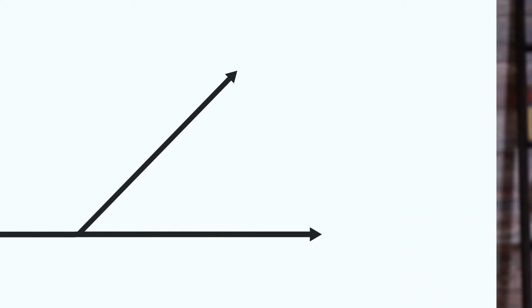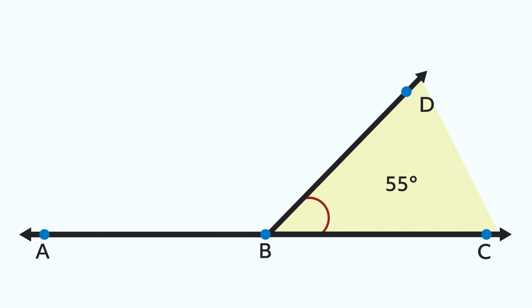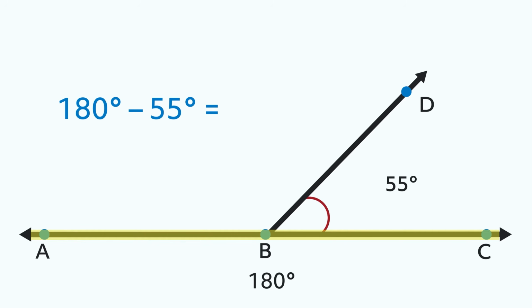Remember our straight angle? What if we drew that but added another ray sticking out of it, like this? If we know that angle DBC is 55 degrees, and we know that angle ABC is a straight angle, and therefore 180 degrees, we can actually find angle ABD. How? By taking the whole straight angle, ABC, that measures 180 degrees and subtracting the smaller angle, DBC, that measures 55 degrees. 180 degrees minus 55 degrees equals 125 degrees.